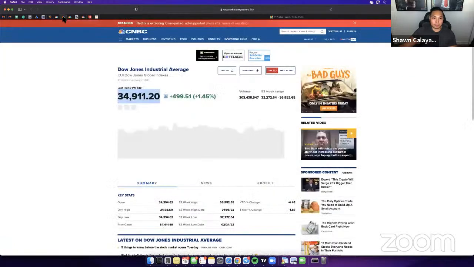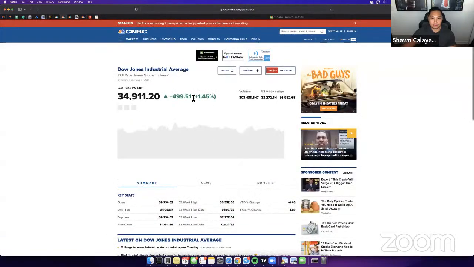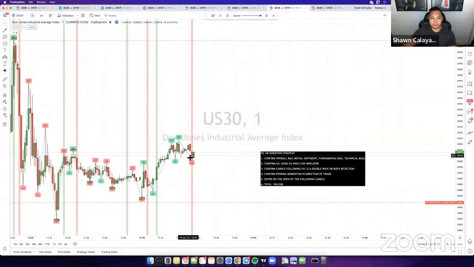Looking over at the fundamentals, this right here, you want this number to either be above 100 points or below 100 points. You can see right here during the morning, it was up 499 points. So if this is telling you to buy, and this is telling you to buy, and then you go over to the chart, there's different ways to identify whether you're looking for a bullish or bearish technical bias.